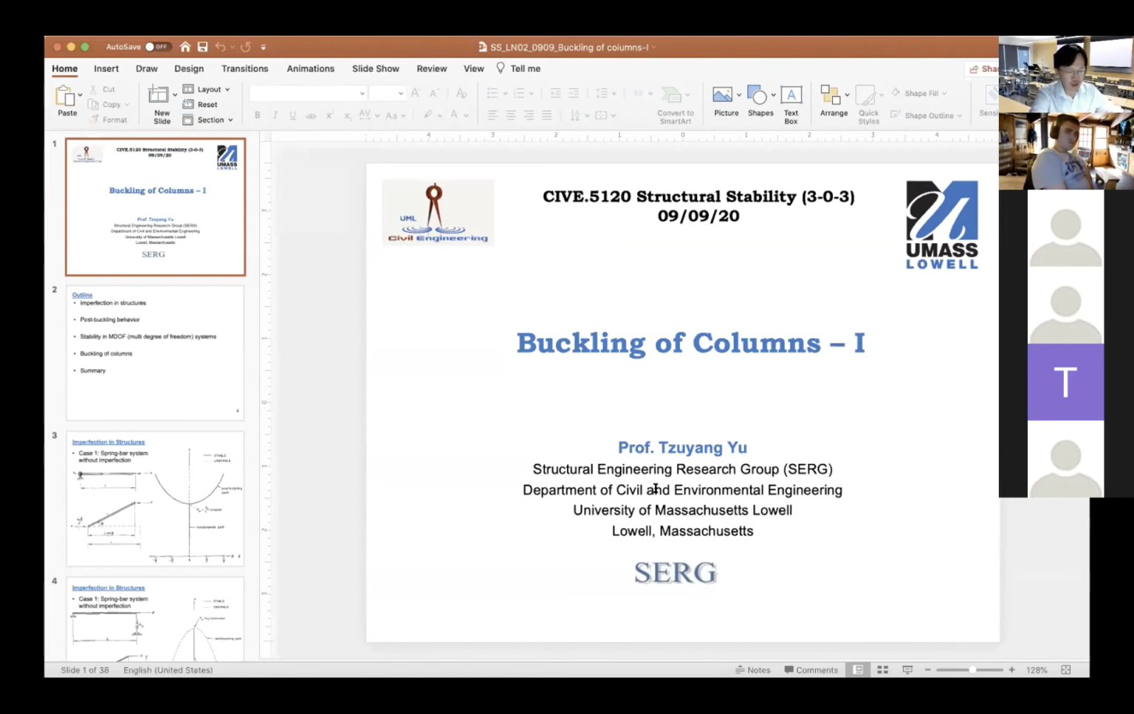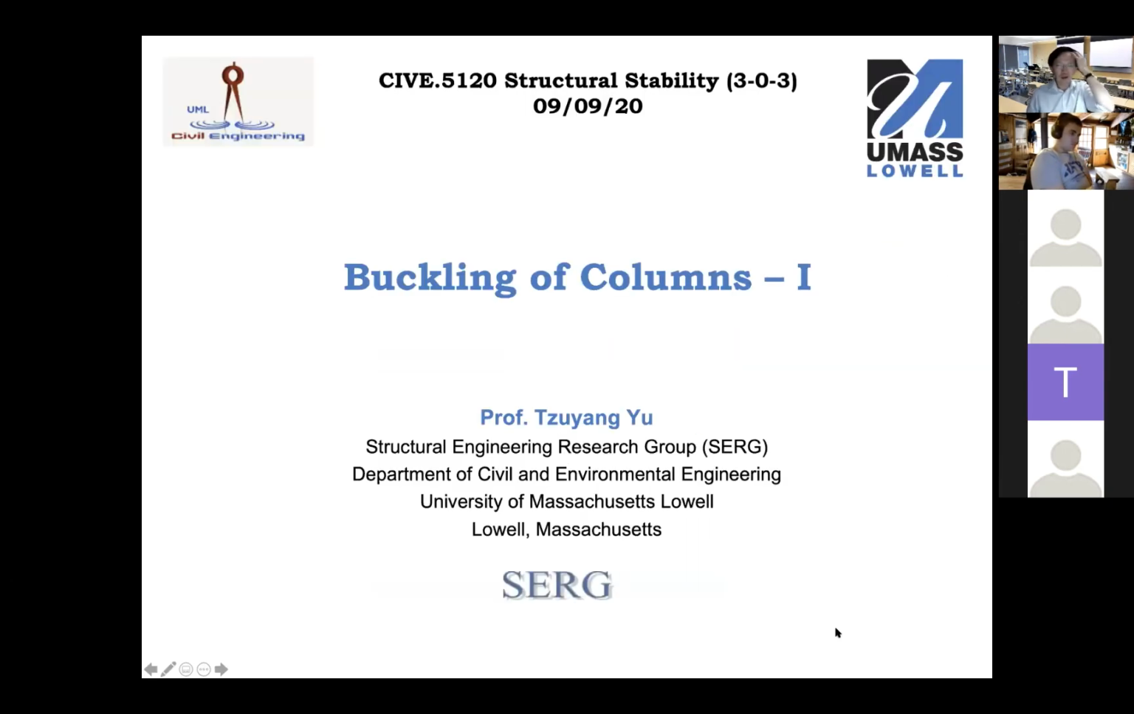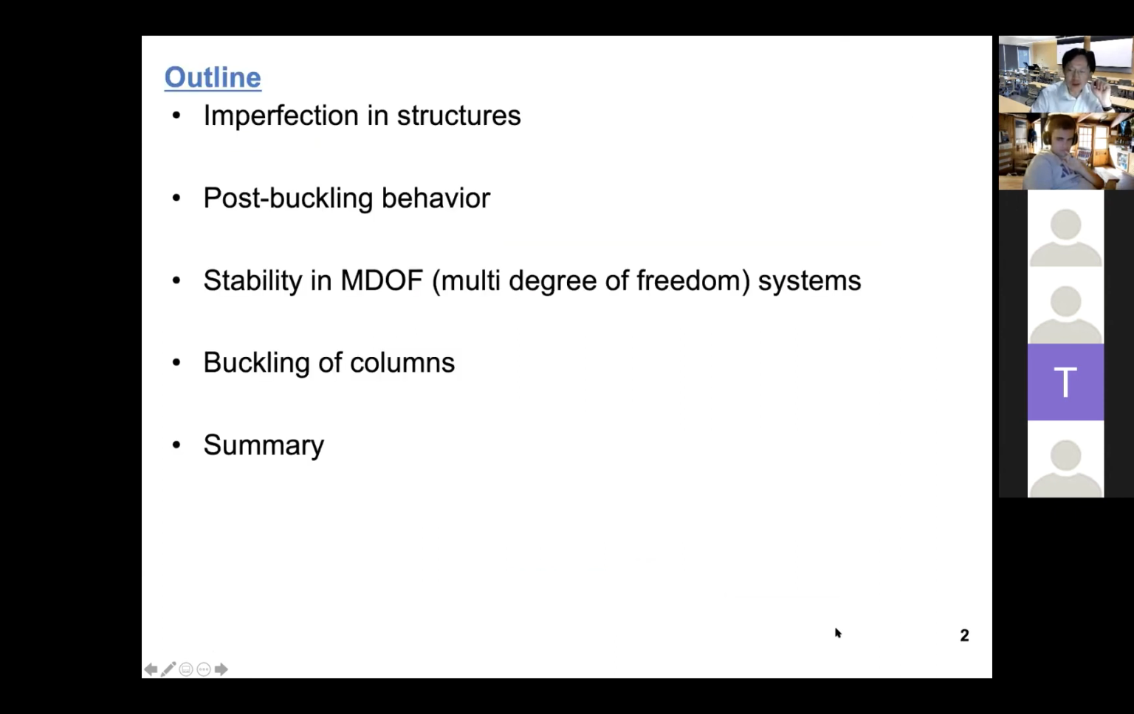So let's go to buckling of columns. And in the buckling of columns, our focus is on the effect of boundary conditions. So we're going to start with the most simple structure system, which is just columns. So what defines a column? A column member is a member defined by the application of an axial force. So if the member is subjected to an axial force, that means that is considered as a column member.